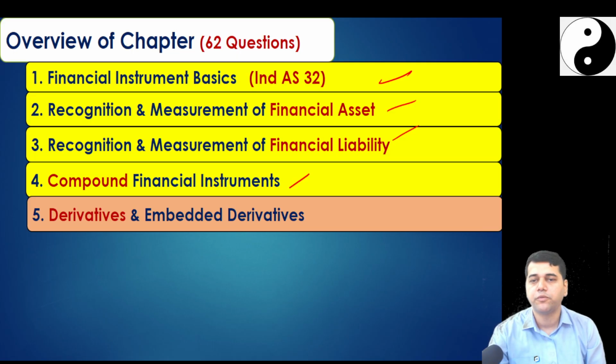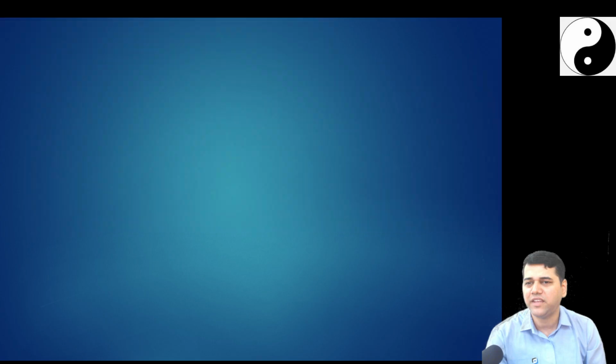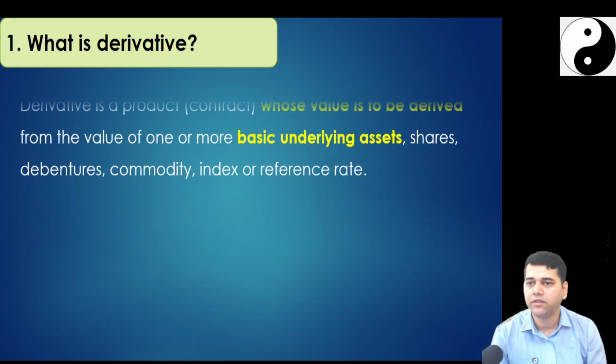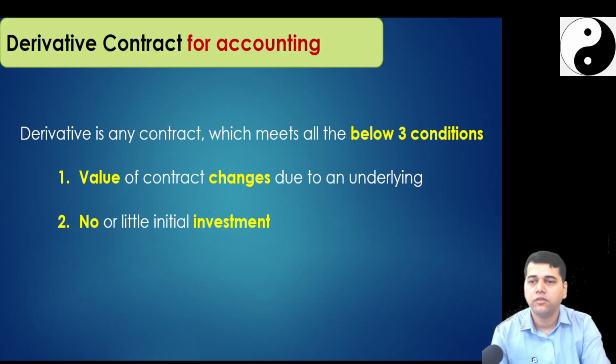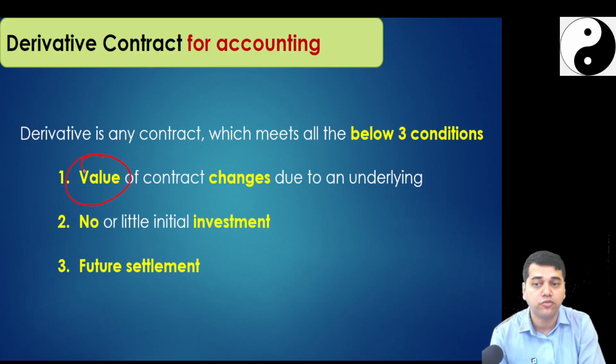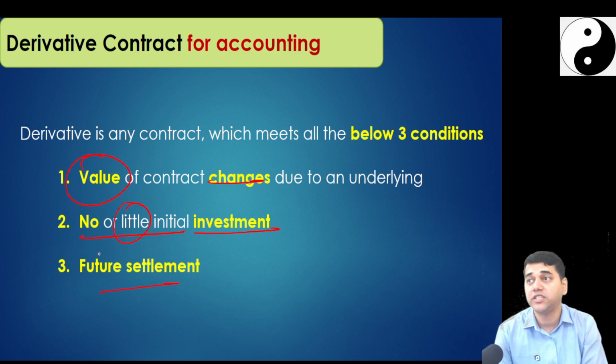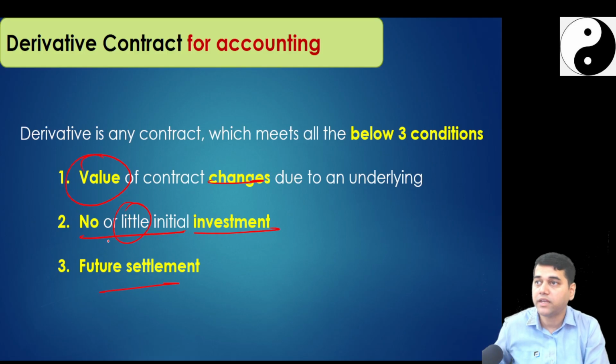Yes, friends. So before we proceed further, just a very quick recap. Under derivative, derivative is the contract whose value will be derived from the underlying assets. It can be commodity, debenture, swap, etc. Now, for the purpose of accounting, its value is going to change. No or very little initial investment and future settlement. This condition has to be fulfilled. Then only we can call it a derivative contract.